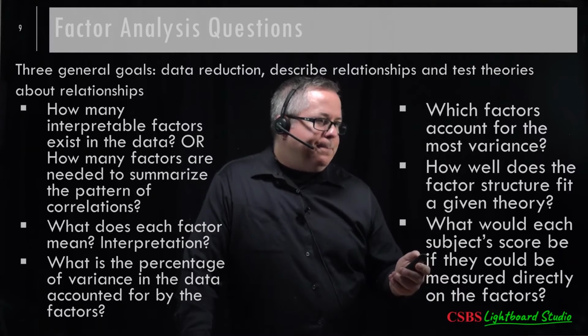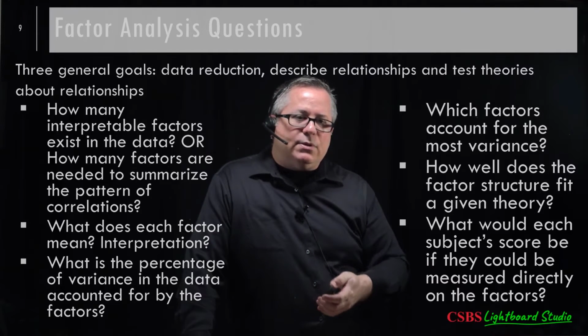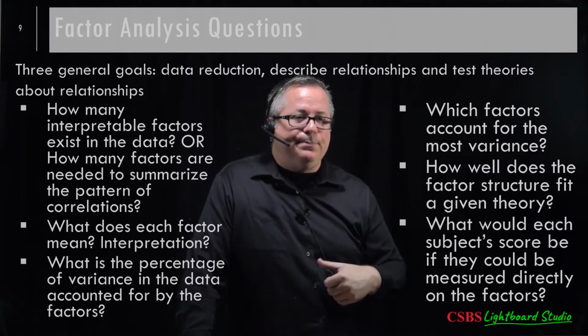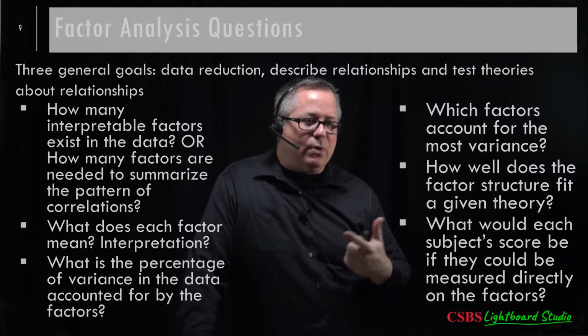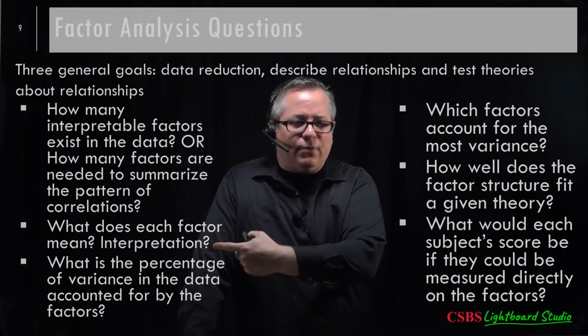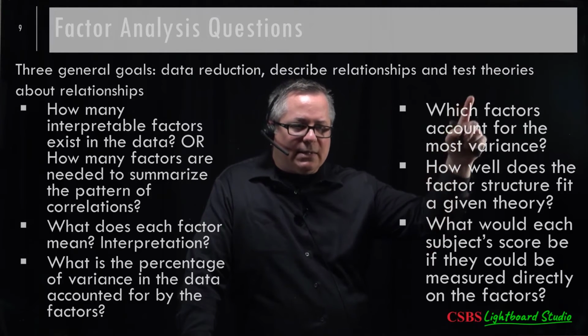All right. So I sort of skipped the top parts. 3 general goals, like I said before: data reduction, trying to describe relationships, figuring out the interpretation of the factors based on the item content, and then to actually test theories.